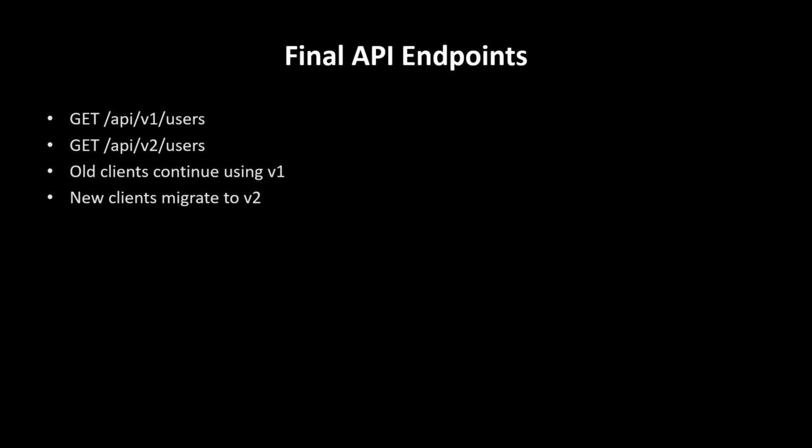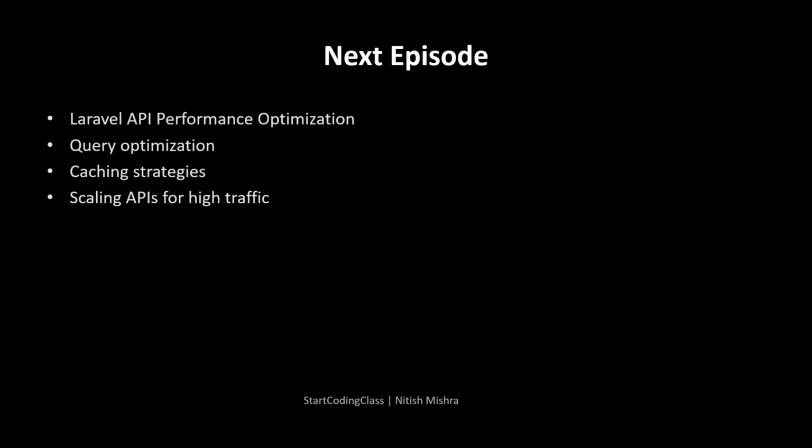So the final endpoints are GET api/v1/users and GET api/v2/users, and old clients continue using V1 and new clients migrate to V2. So now our Laravel API supports multiple versions without breaking the old application, which is a core practice for a scalable backend system. But there is another problem in APIs, like performance. When your API gets thousands of requests per second, you must optimize queries, caching, and responses. So in the next video, we will learn how to optimize Laravel REST API performance.